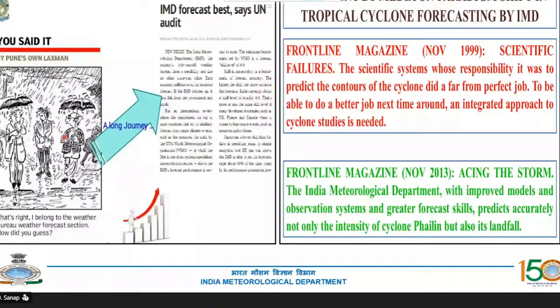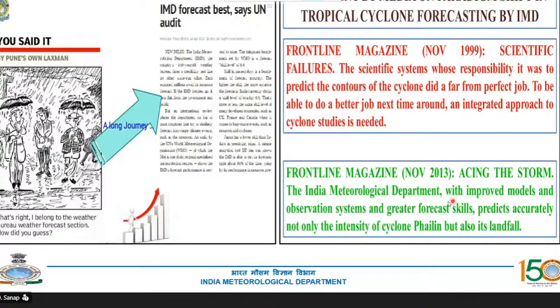From this to this, many developments and expertise, in addition to state of the art technology, have come in. A similar example is here, the Frontline magazine in 1999, when there was the Odisha super cyclone which hit the Odisha coast, and IMD failed to predict it correctly or properly. They criticized, saying that the scientific system, that means IMD's responsibility, to predict the contours of the cyclone, did a far from perfect job. To be able to do a better job next time around, an integrated approach to cyclone studies is needed. This was the suggestion, or this is how they criticized us. And the same magazine in 2013, when we predicted the landfall as well as the intensity of this cyclone incorrectly, and many more later on.